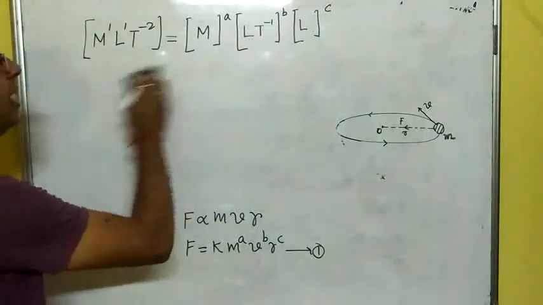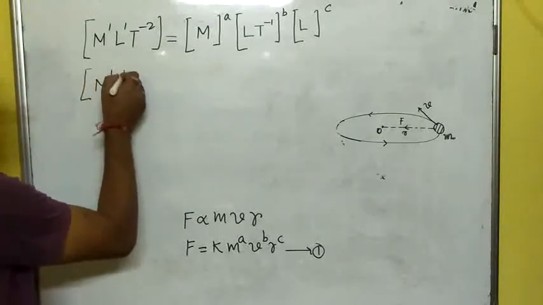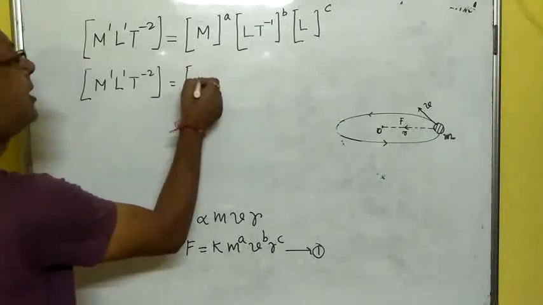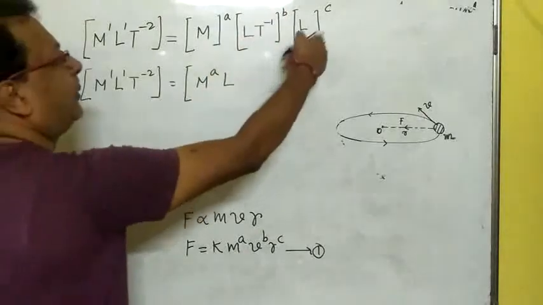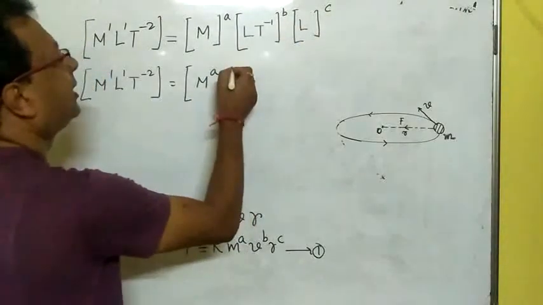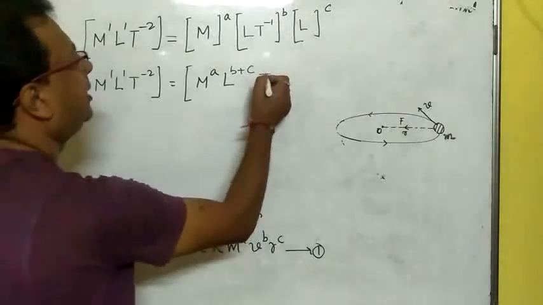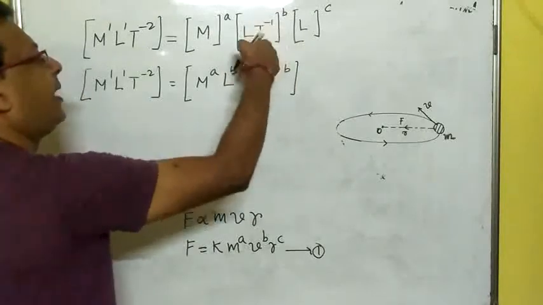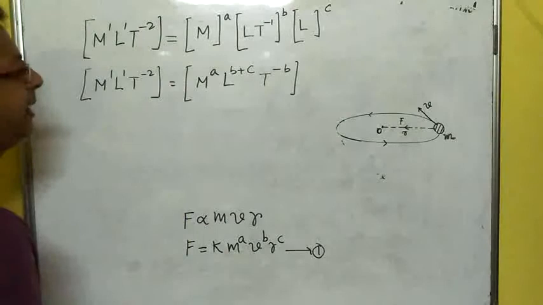So after writing the dimensions of both sides, we can write M1 L1 T minus 2, and here we can write M to the power of A, then L to the power of B and L to the power of C. So we can write it as L to the power of B plus C. And lastly, we can write T to the power of minus B. Now we'll find out the values of A, B and C.